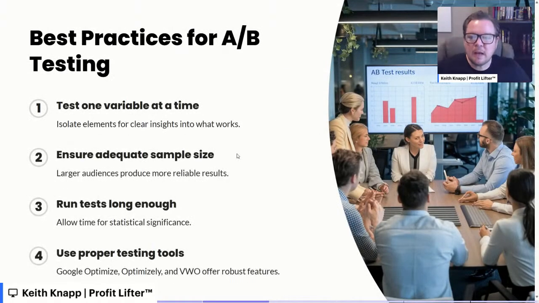All right, here are some of the best practices for A/B testing. Number one, test one variable at a time. This is the biggest mistake I see with people. They'll get in there and say, I'm just going to redesign my whole landing page. Fail. Instant fail. Isolate elements for clear insights into what works.